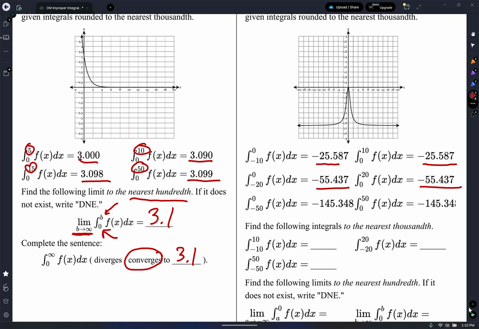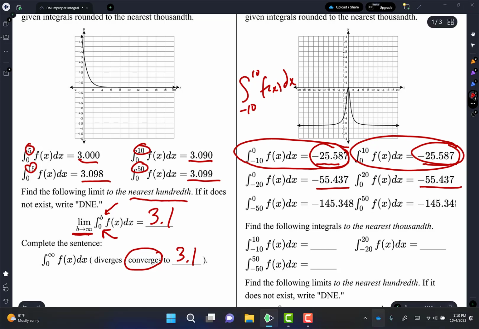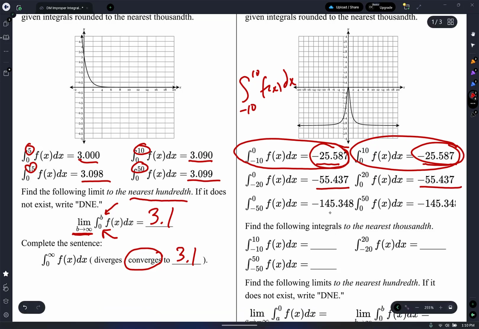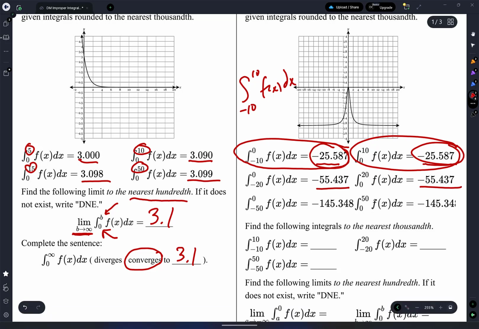From negative 10 to 10. Well, that has a value because from negative 10 to 0, it's that, and from 0 to 10, it's that. So from negative 10 to 10 of f of x dx, you just add them. You're going to need a calculator. Take that number and multiply it by 2. Oh, you found it? 25.587 times 2. Or you can just do negative 25.587 plus negative 25.587. Nearest thousandths, that's fine.